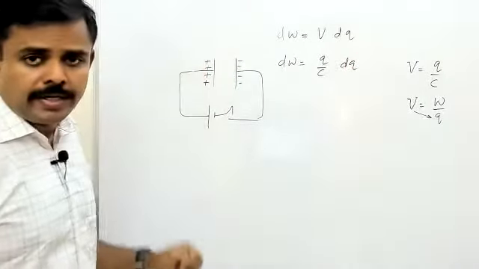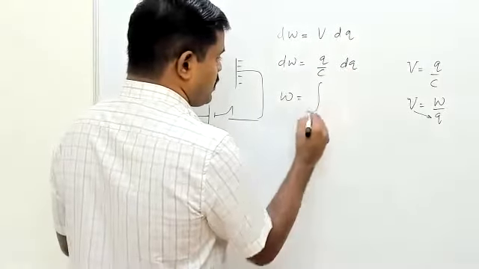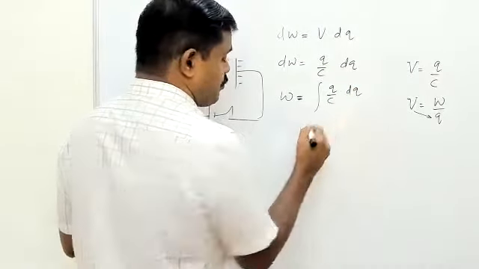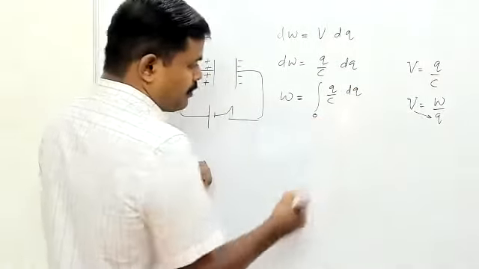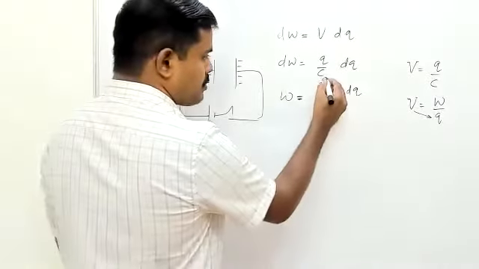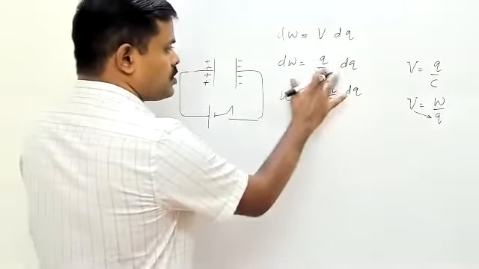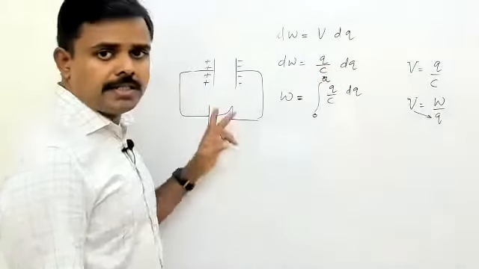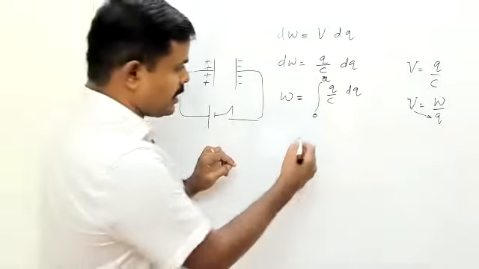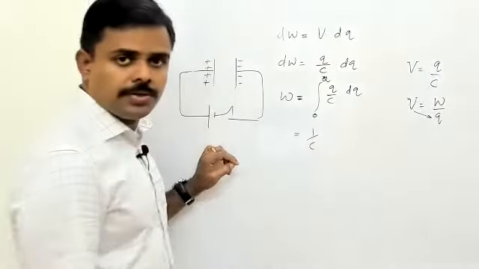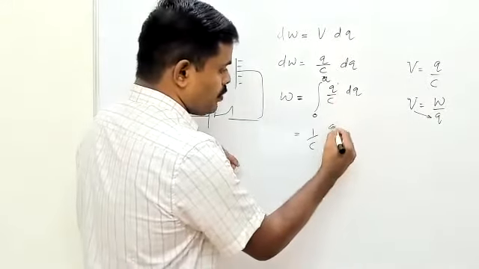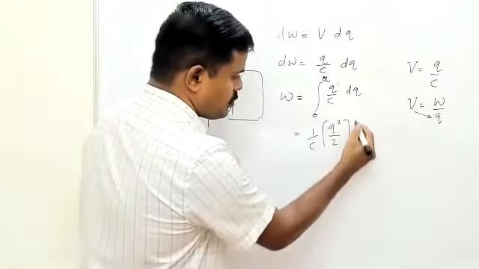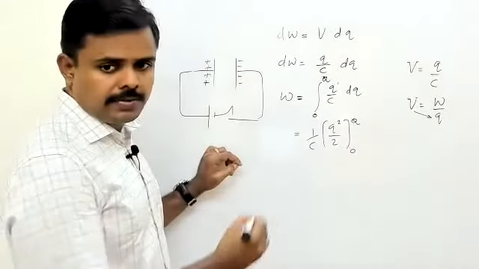Now this is only the small work done. So you can find the total work done just by integrating this. Integrating Q by C dQ. From where to where? You started off with 0 charge and you ended up with the maximum charge. So 0 is the charge that you started with, and the final charge is capital letter Q. So let us integrate this. What do we get? 1 by C into. What is integration of Q? Q raised to 1 becomes Q square over 2. From 0 to capital Q. That is how the limits are given.